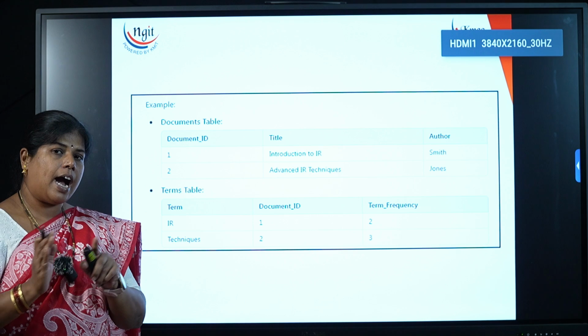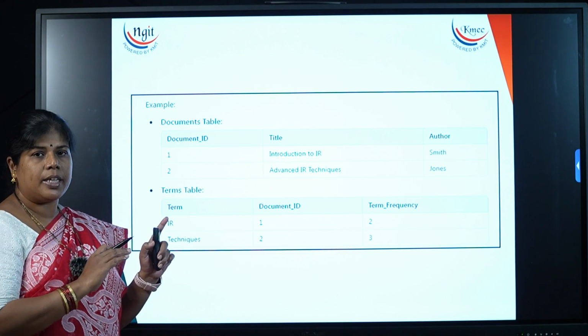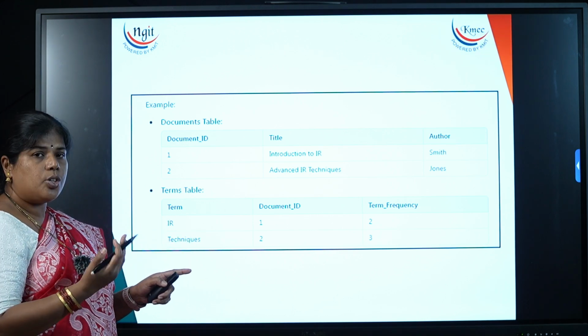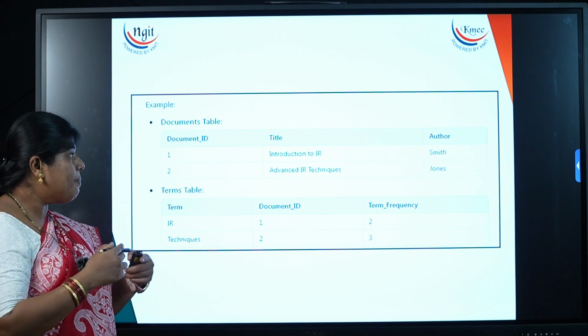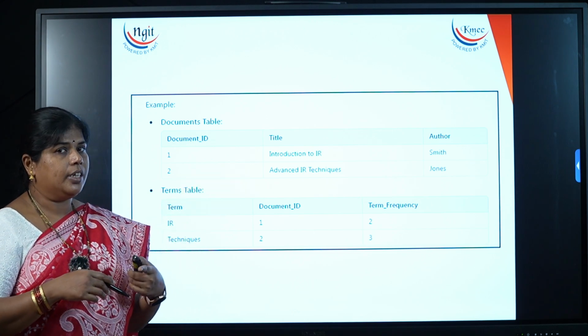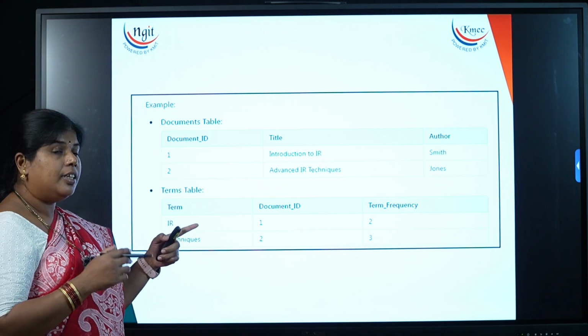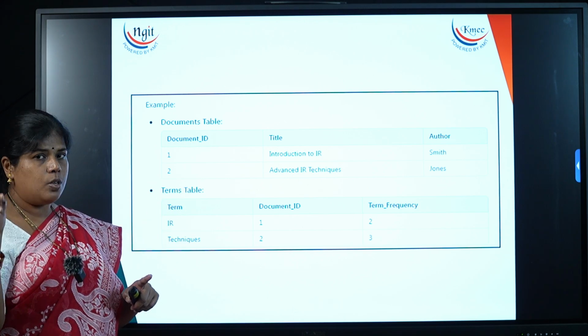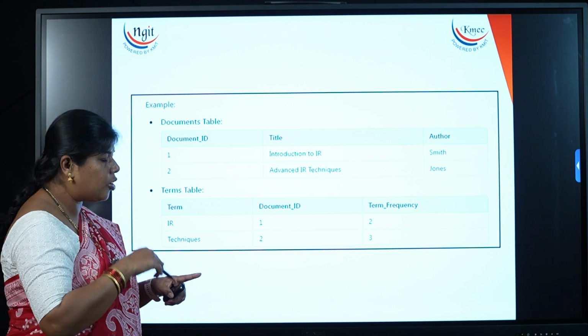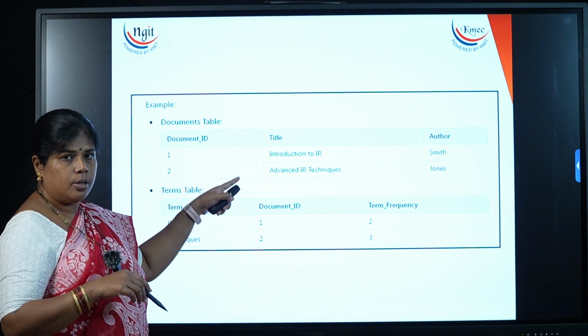So what you understand by seeing these two tables: IR contains raw data. That raw data as it is I can't store in my relational database. In a relational database I am expecting data in the form of rows and columns. In that case I can only store the metadata of my document in the tables.